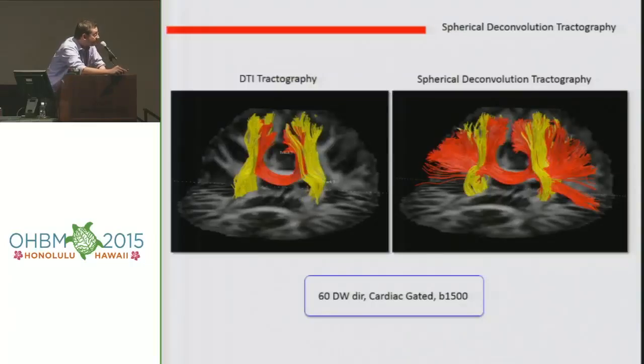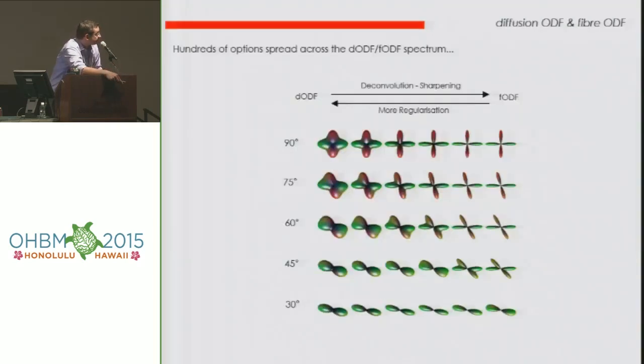So if this was the problem we were seeing before, because we were not able to cross, now with spherical deconvolution, or any method that is able to resolve the crossing, we can see this tract and more. I just put an example here because I think Tim later will show more examples of tracts.